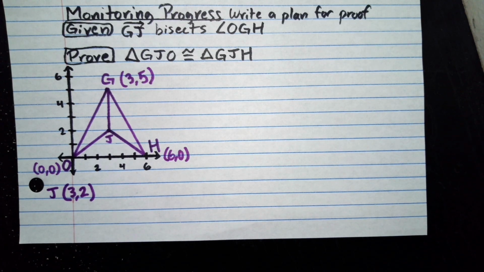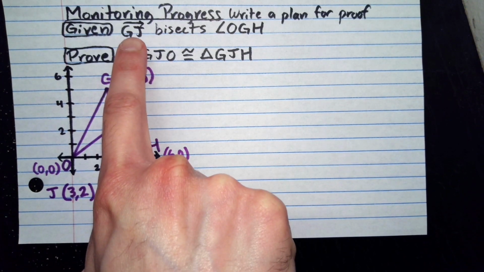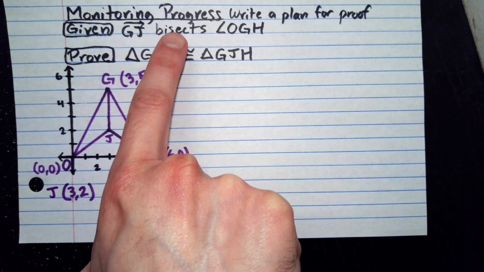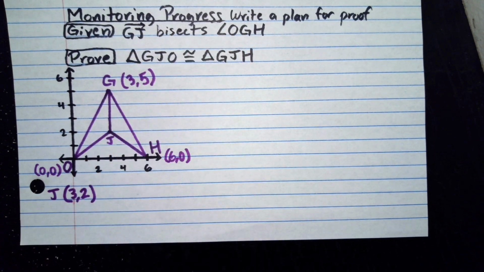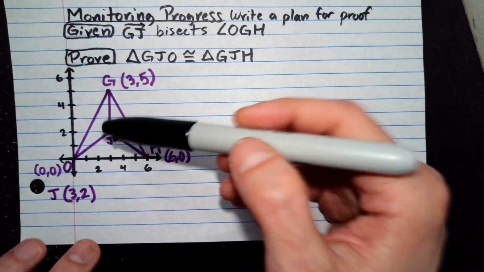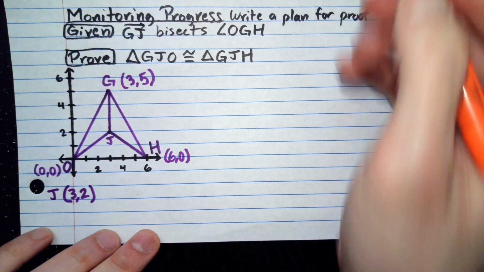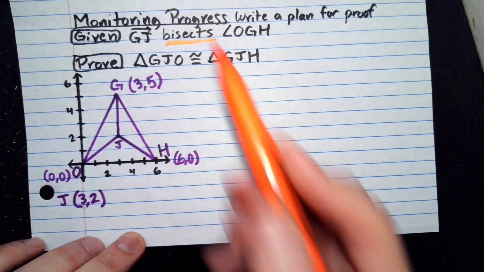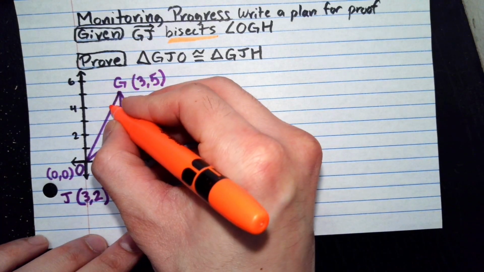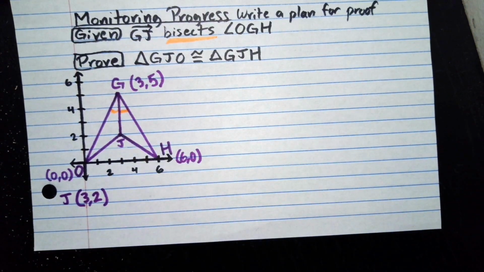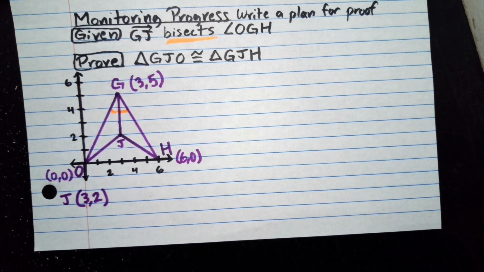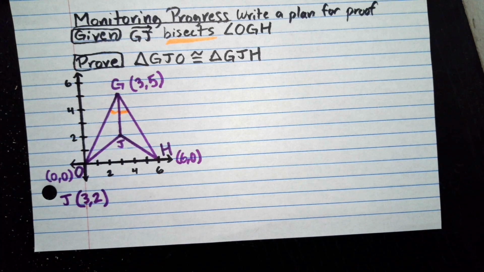So what are we given? We are given that ray GJ bisects angle OGH. So in other words, this line right there, GJ, bisects angle OGH. And so once again, just like in the first example, because we have a bisector of an angle, we know that this angle right here and this angle right here have to be congruent. Right, so that's the very first thing that we figured out. Those two angles are congruent. And so now let's see if we can build this plan for the proof.